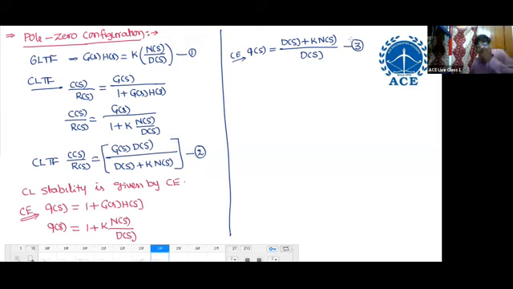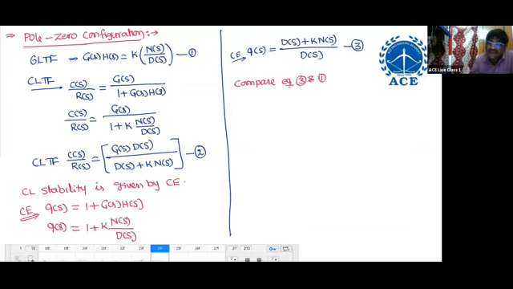Now we have to compare equations because we are going to draw a GH plane. From the GH plane, you have to find the closed loop stability. That's why this pole zero configuration. So now listen. Compare equation 3 and 1.